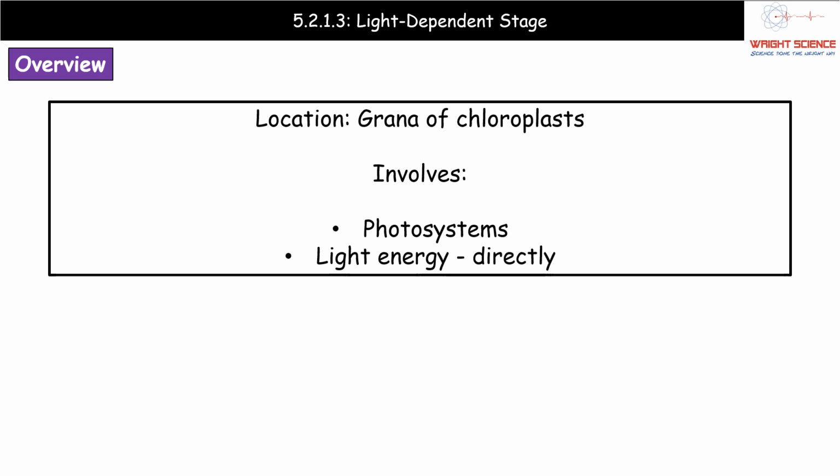First thing, before we can really dive into the nitty-gritty of this part of the process, we need a very quick overview so we get an idea of what we're really talking about. When we're looking at the light dependent stage, this is going to be taking place in the grana of the chloroplasts. So that location is important. Make sure you remember light dependent, grana of the chloroplasts. It is going to involve those photosystems we've looked at in the previous video and light energy. And this is a direct involvement of the light energy.